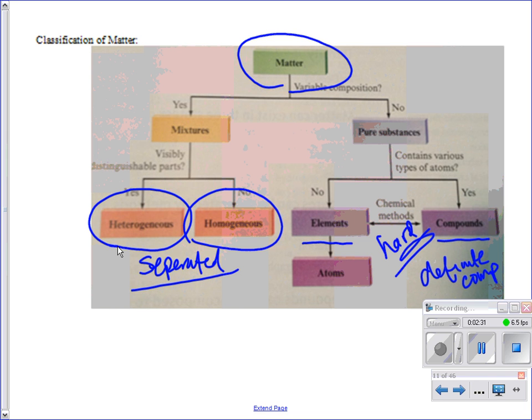A way I like to think about it: if I had 2 cups of the mixture, and I were to take a spoon in one and a spoon in the other, they'd look the same. There's no distinct differences. It's uniform throughout. Okay? Does that make sense? Can someone give me an example of a heterogeneous mixture?